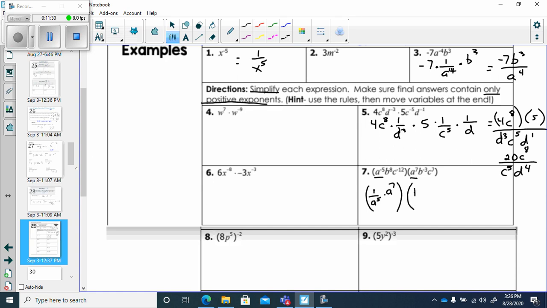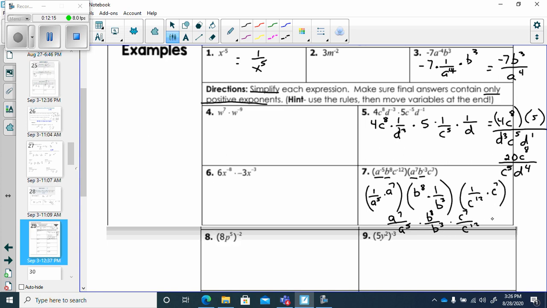We've got b to the 8th power times 1 over b to the 3rd power. And then on the c's, we've got 1 over c to the 12th power times c to the 7th power, okay? This gives me a to the 7th power over a to the 5th power times b to the 8th power over b to the 3rd power times c to the 7th power over c to the 12th power.